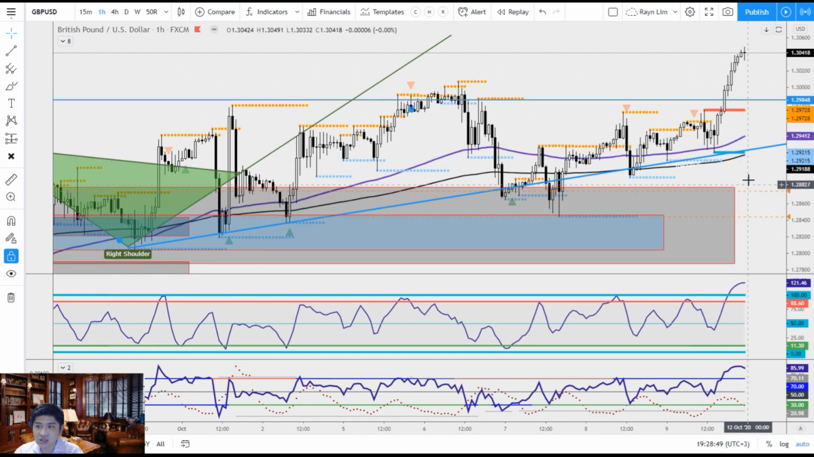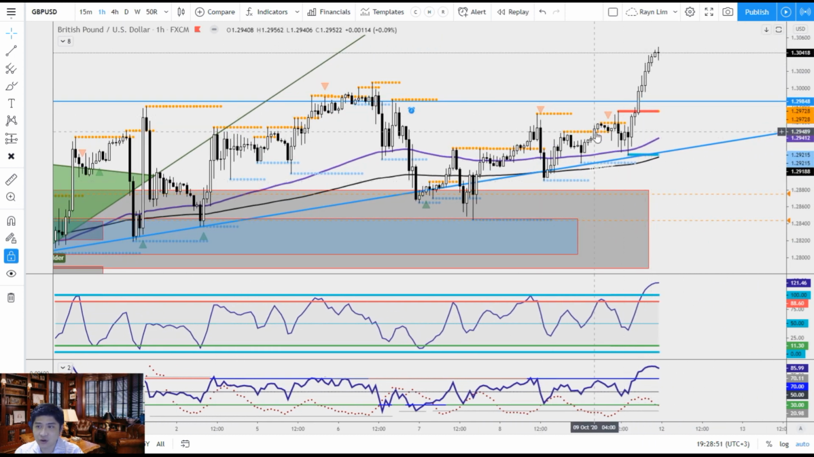On the 1-hour chart, this is what we got. Very strong bullish candle. At this moment, I'm just waiting for a retracement back down. Hopefully, if it's a very aggressive move, then it will consolidate at this level. If not, the next level at this trend line is where I prefer to engage my trade. So looking for a buying opportunity over here.